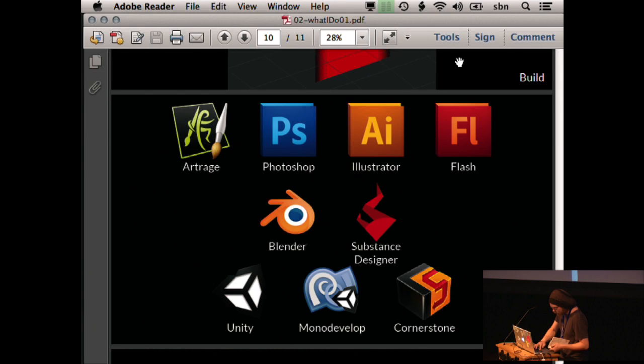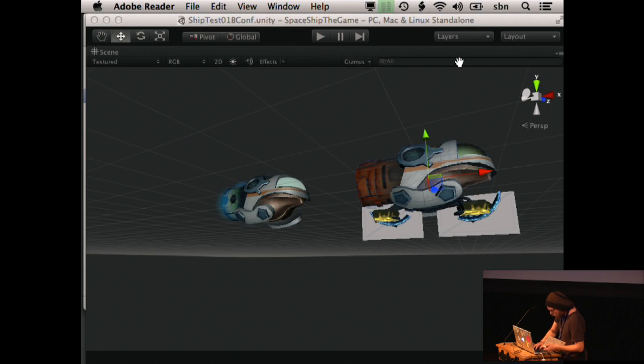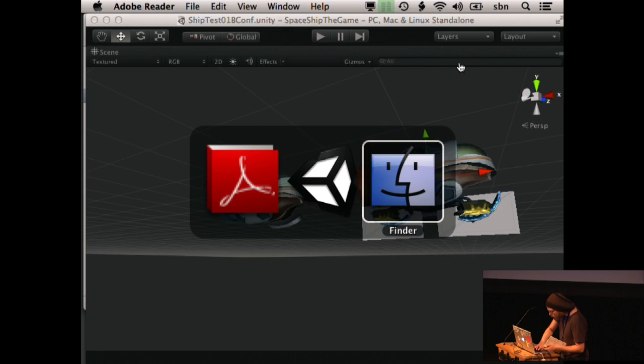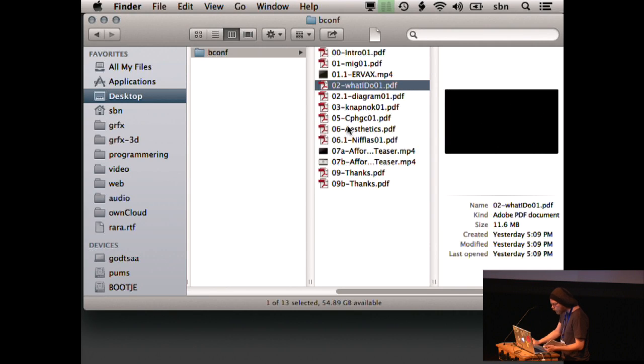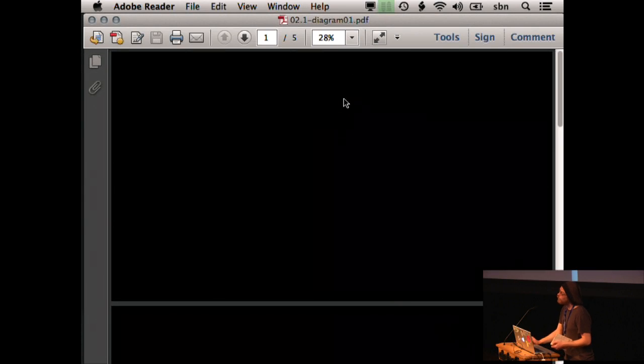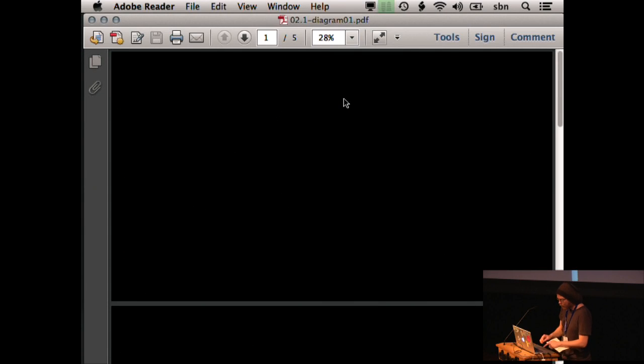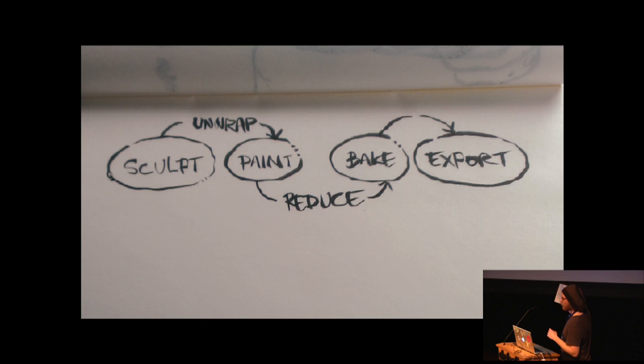Let's see. I think I'm just going to quit Unity since it doesn't like this resolution very well. I've lately been trying to actually just use Blender directly from end to end for producing 3D assets. And I realized this morning that I had to draw a diagram to sort of get across what the process is.